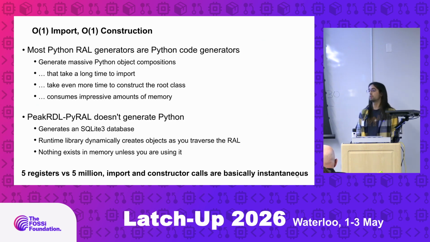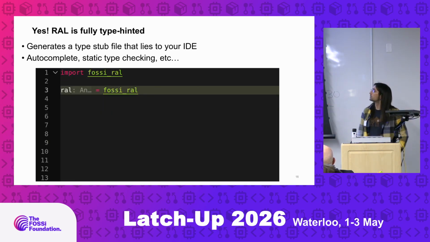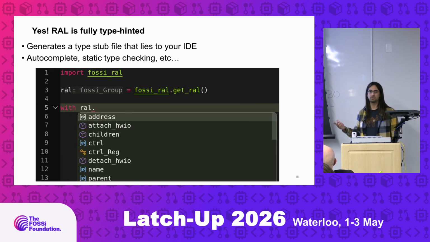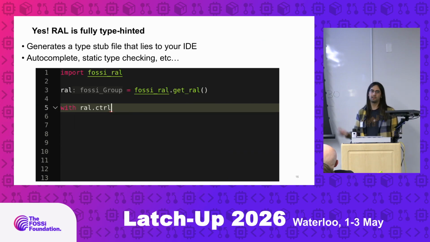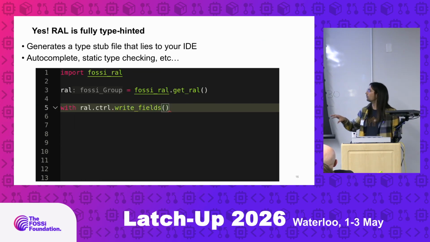So it scales really nicely. But wait, if it's generating things dynamically, how are we going to do type checking? How is autocomplete going to work? Don't worry, it works. Along with the database, it also generates a PYI file. That's a type stubs file, which basically lies to your IDE and tells it, no, these things exist, it's okay. And it works really nicely.